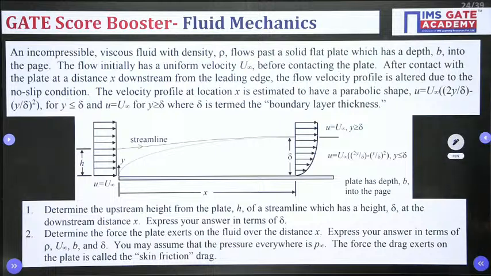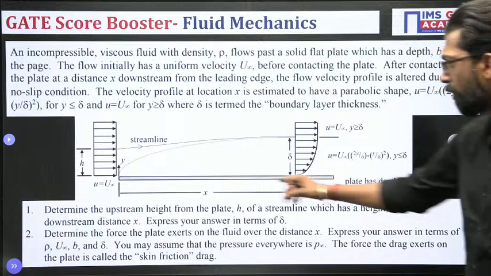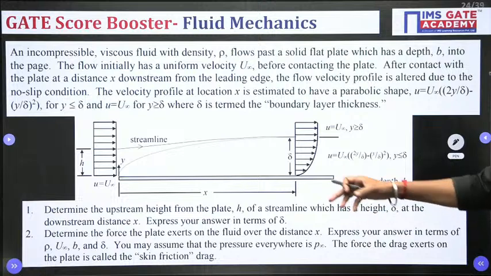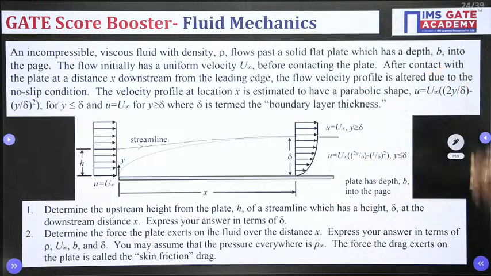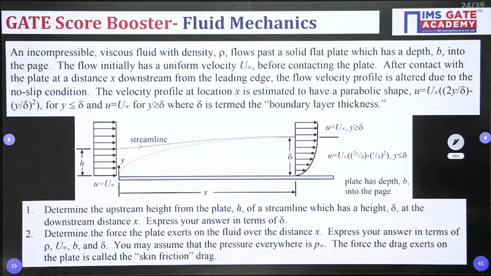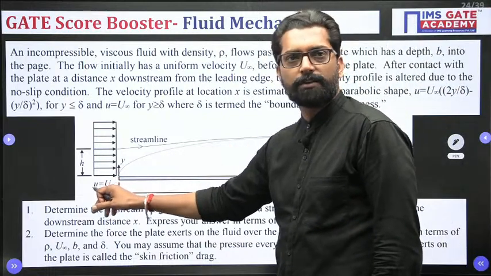See this one: an incompressible viscous fluid, that is, the density is fixed, with density rho flows past a solid plate. This is your solid plate, which has a depth b, that means the plate has a perpendicular distance b into the page. The flow initially has a uniform velocity before encountering the plate, that is called the free stream velocity.